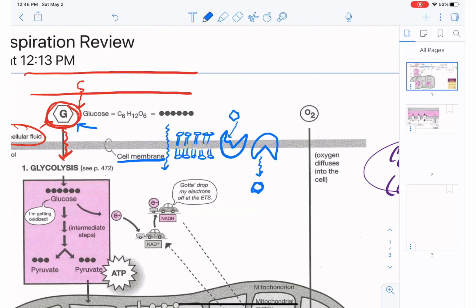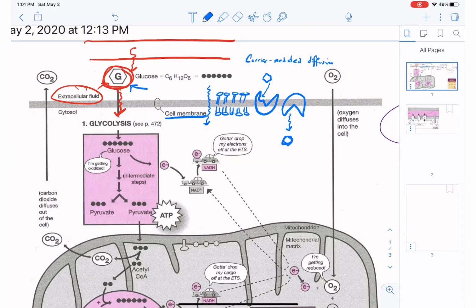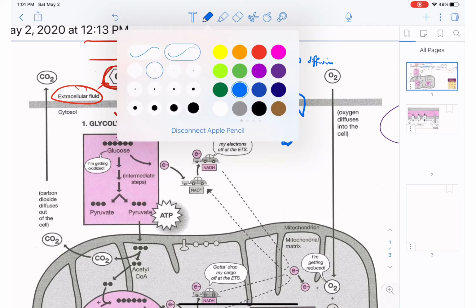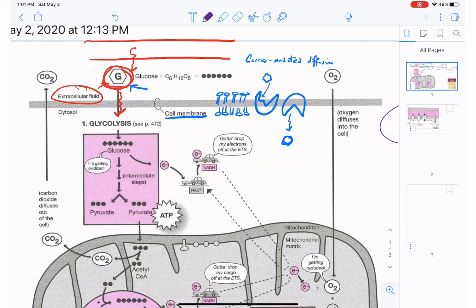And this is occurring by diffusion. Glucose is moving from an area of higher concentration outside the cell to a lower concentration inside the cell. And what do we call that type of diffusion? That's called carrier-mediated diffusion. Clean this up a little bit here. Okay. So now we have glucose inside of the cell.